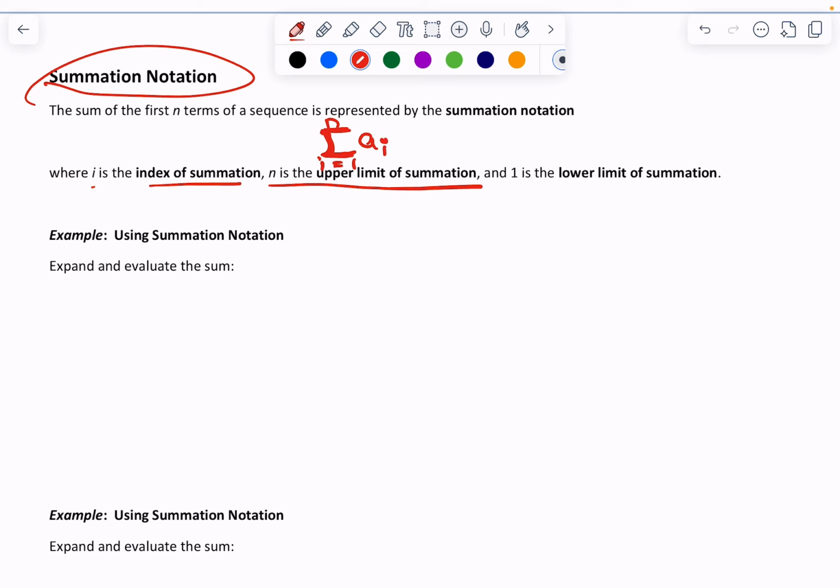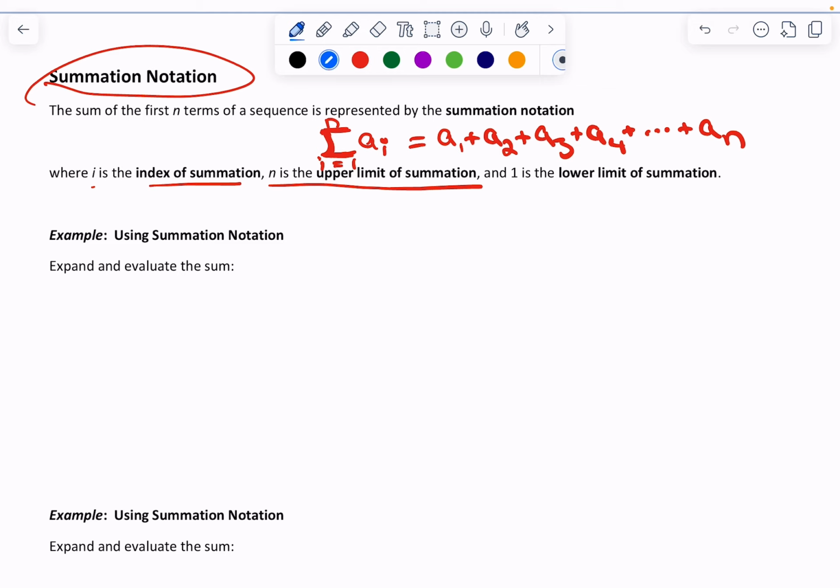What this means is that we are adding first term plus second term plus third term plus fourth term plus all the way up to the nth term. So the 3 dots is the ellipsis, which means that all the numbers in between 4 and n are going to be there.